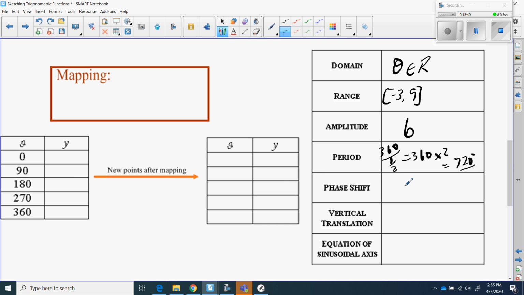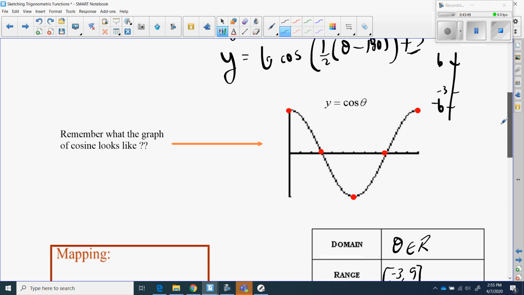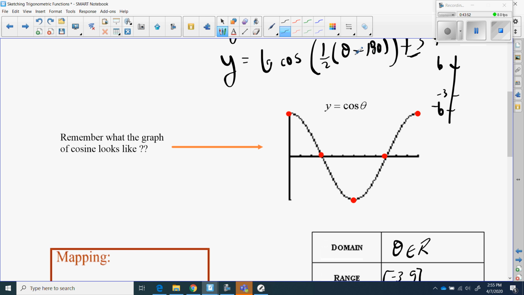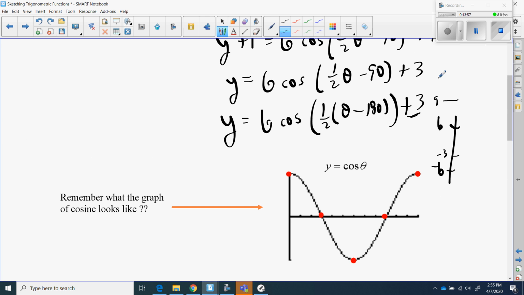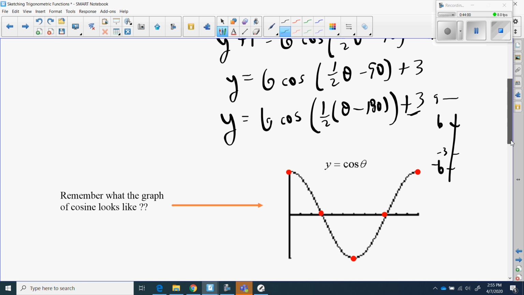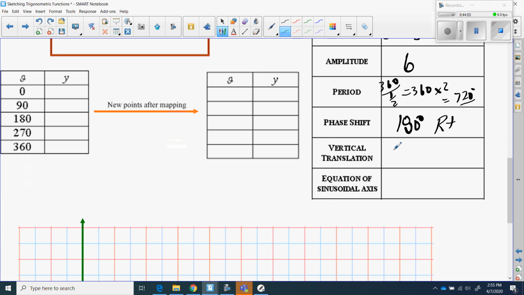Phase shift, that's the one we had talked about a moment ago. It's 180 to the right. Again, look up here. There's your phase shift, 180, right. And vertical translation, that's this number right here. So up 3. This is going to go up 3. And your sinusoidal axis, I don't even have to look. It always matches up with this. So up 3, it's normally at y equals 0. So it's moved up 3. It's now at y equals 3. There's your sinusoidal axis.